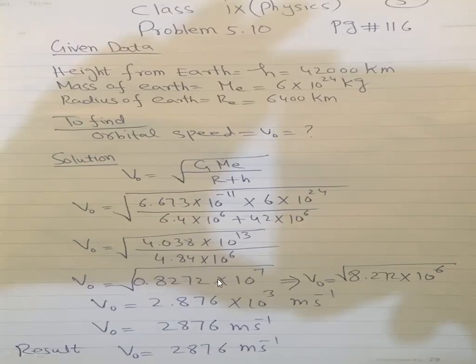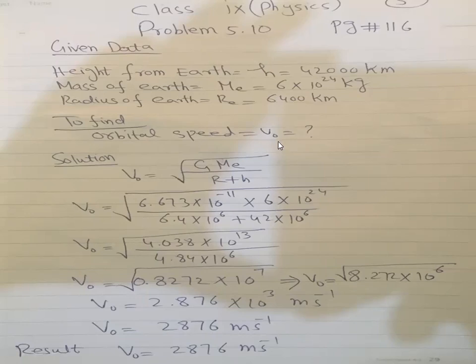If you take the square root of this, if you convert this into scientific notation, you get 8.272 into 10 power minus 1. So 7 minus 1 is 6. If you take the square root of this value, you will get the orbital speed 2.876 into 10 power 3 meter per second. If you multiply 10 power 3 with 2.876, you will get 2876 meter per second, which is the orbital speed of the communication satellite.